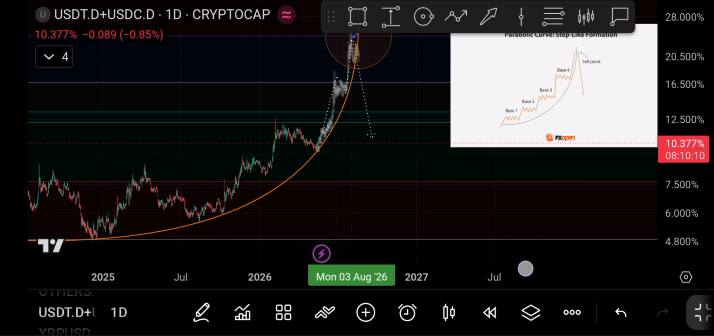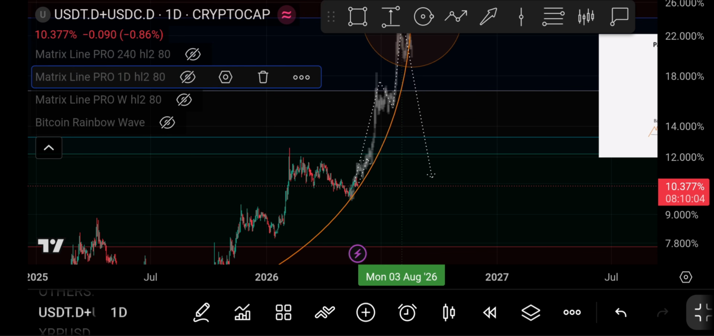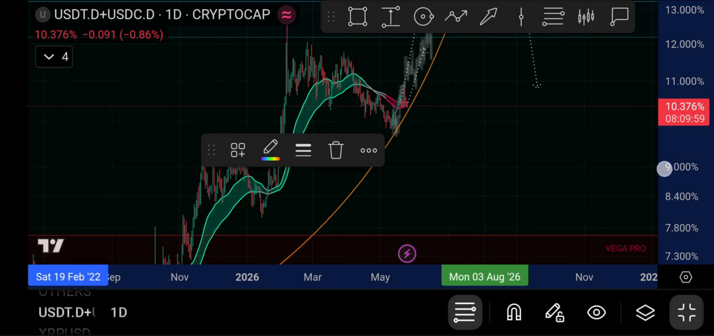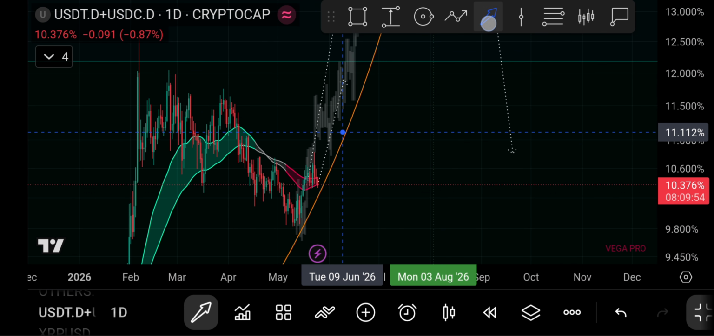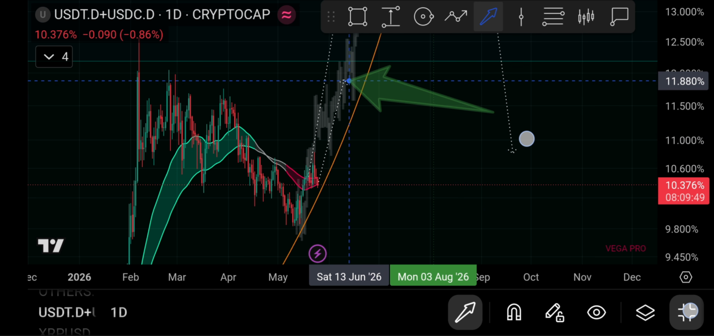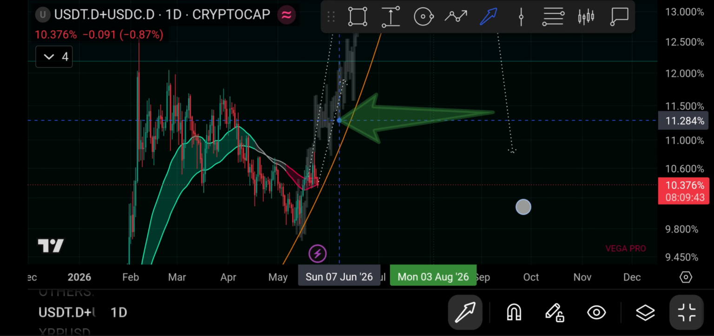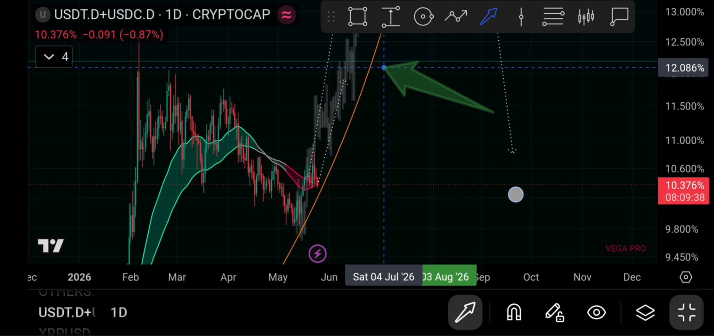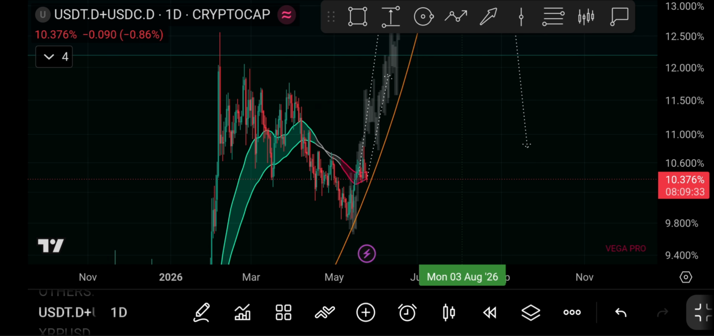So for this to have more, let's say, weight or probability, if I turn on the daily matrix line, you can see that we are still in red at the moment. So if in the next days we make this impulse to the upside, it confirms a green matrix line, which gives more probability to this move. And yeah, the next days are very important.